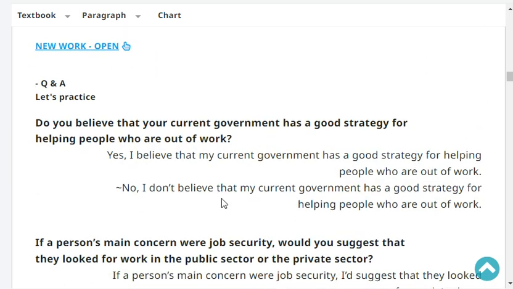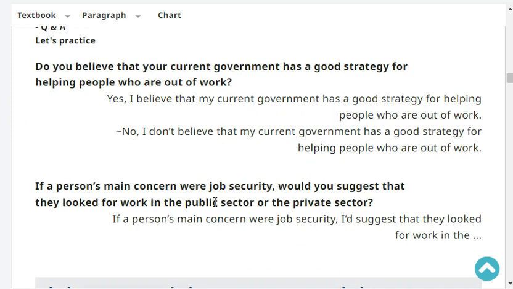Very good. Okay. Do you believe that your current government has a good strategy for helping people who are out of work? Yes or no? Yes, I believe that my current government has a good strategy for helping people who are out of work.